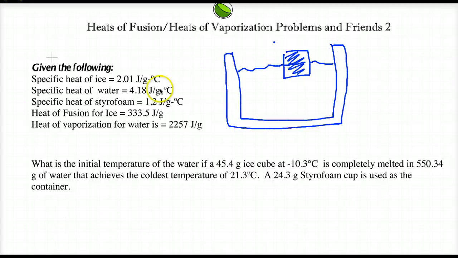Okay, so here's my temperature of the ice cube. Okay, it is negative 10.3 degrees Celsius. Temperature of the water is 21.3, and we can say that the cup and the water are in thermal equilibrium, so they'll be the same. All right, and we're going to look for the coldest possible temperature. So obviously the ice is going to absorb heat first to get to its what? To get to its melting point.